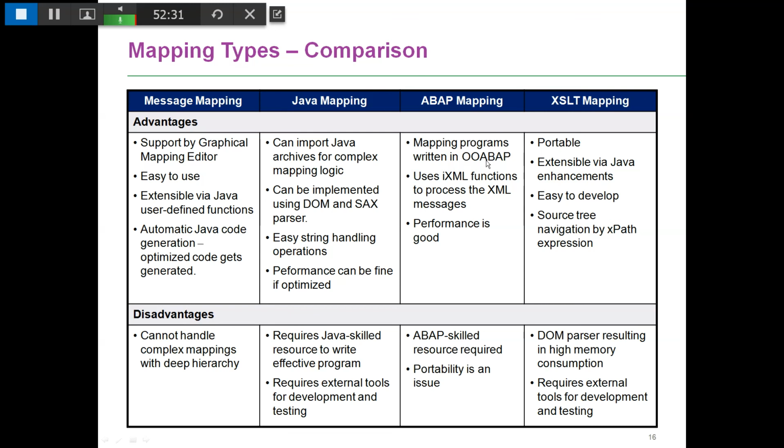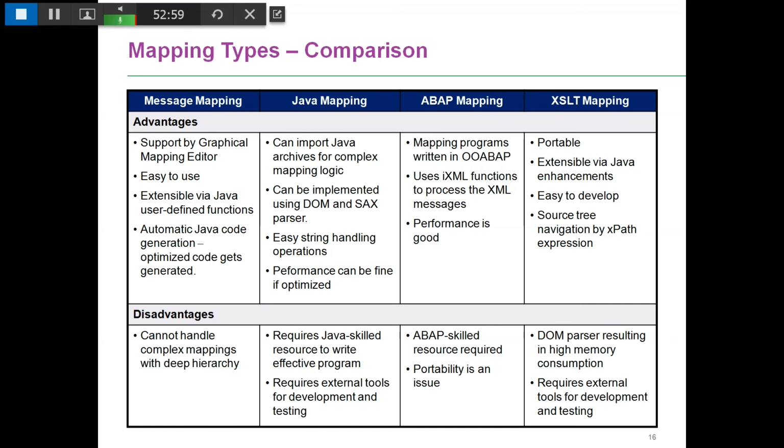ABAP mappings are written in object-oriented ABAP. It uses IXML, and ABAP skill resource is required. Portability is an issue because it's only supported in an ABAP runtime environment. XSLT mappings are highly portable. You can write them in any XML editor. There is a performance challenge with XSLT mapping, where XSLT mappings are relatively performance intensive because XSLT mapping uses DOM parsers.